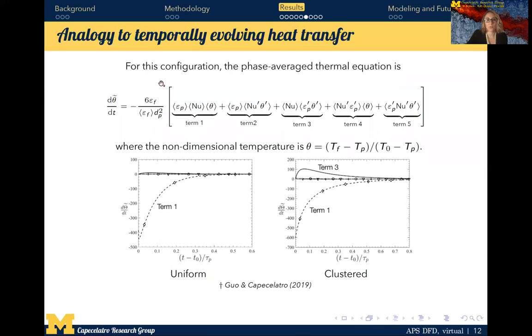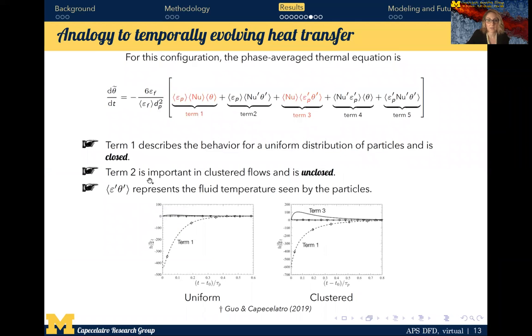So for the temporally evolving heat transfer, the phase averaged thermal equation is shown here with 5 terms. And the non-dimensional temperature theta is defined like this. So if we compare the uniform case with a clustered case, you can see that term 1 describes the behavior of the uniform distribution of particles, and it is closed because it consists of all mean quantities. Term 3, however, is important for the clustered flows and is unclosed, specifically this term here, which represents the fluid temperature seen by the particles.